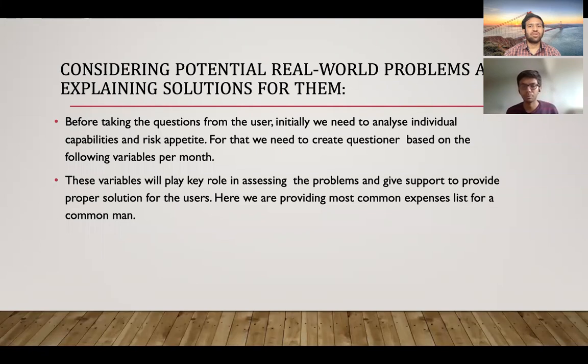Considering potential real-world problems and explaining solutions for them. In general, people can estimate their monthly savings, but they don't know how much loan they can afford with that money. Most of the calculators go with a top-to-bottom approach, like what is the loan amount, rate of interest, and loan duration, to calculate EMI. But here we went with a bottom-to-top approach, as the user can give his monthly affordability and the remaining variables so that we can calculate his affordable loan amount.